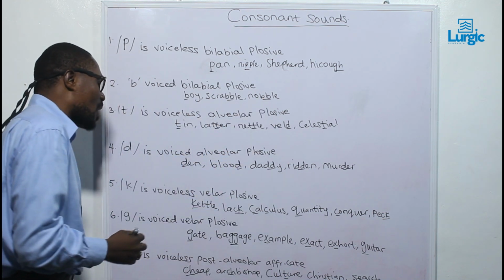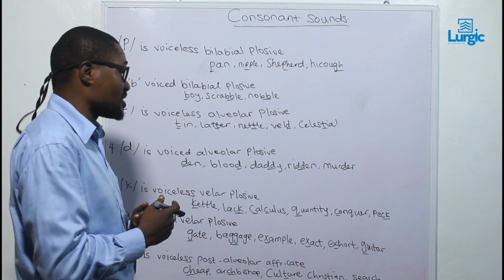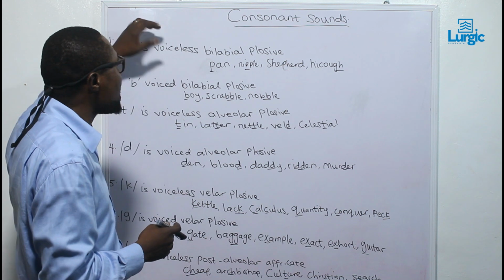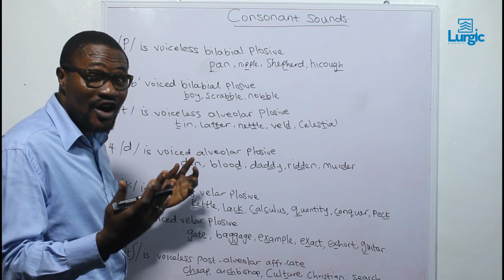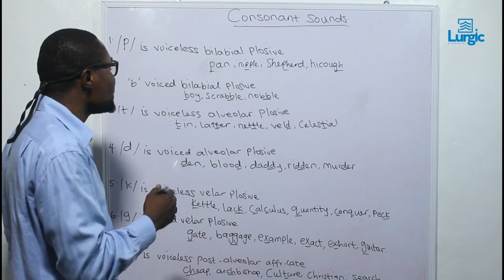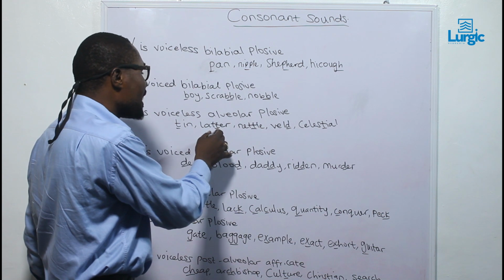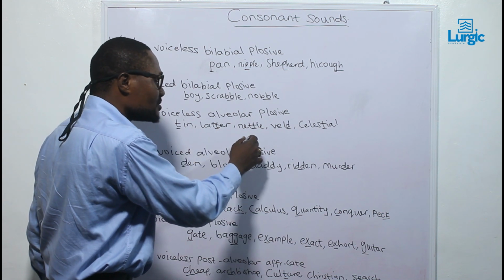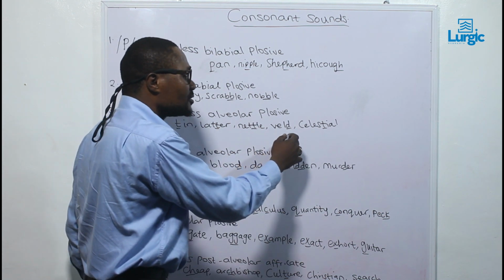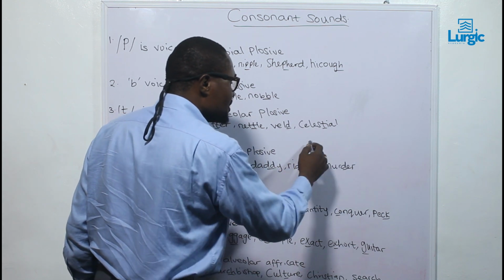Now let's go on to the next one. Voiceless alveolar plosive. Just like you earlier understood, we usually have voiced and voiceless sounds in the consonant sounds. So we have sing, later, nature, belt, celestial.